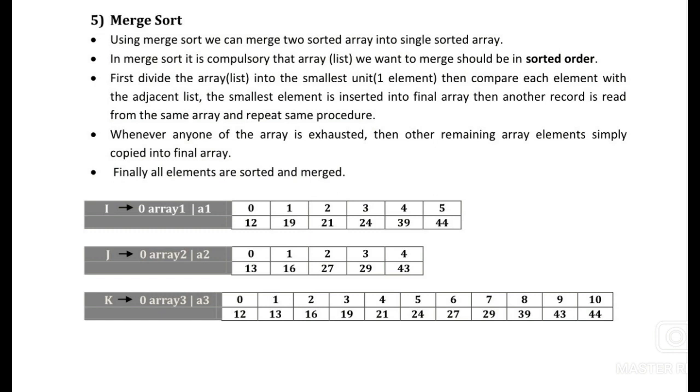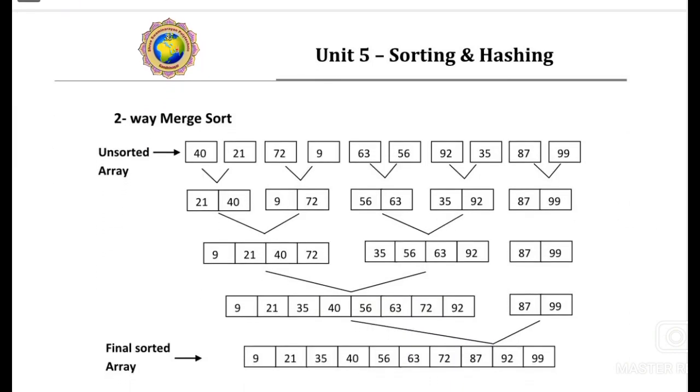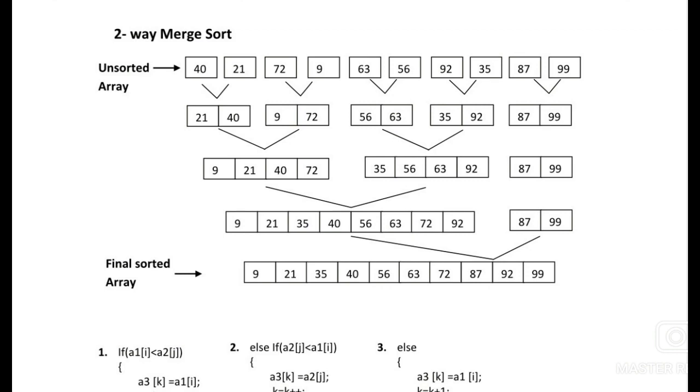So if the data of the array is given unsorted, then we have to apply the merge sort technique for sorting the array. Then next, this is the example. Here is one merge sort technique, how we can solve. So every data is divided and then conquered. So here 40 and 21 are divided, it means every data is divided separately.